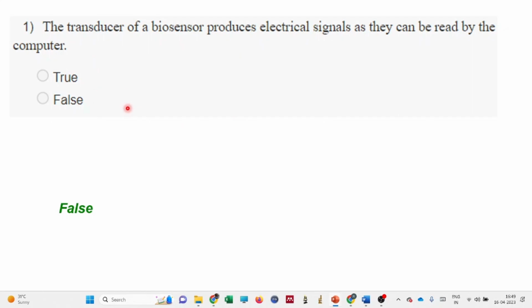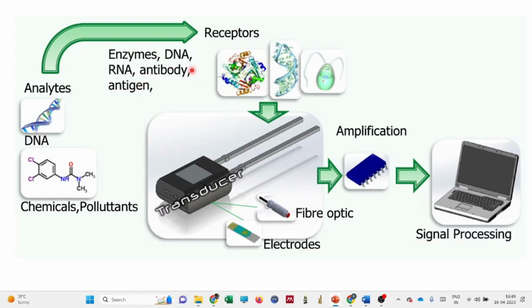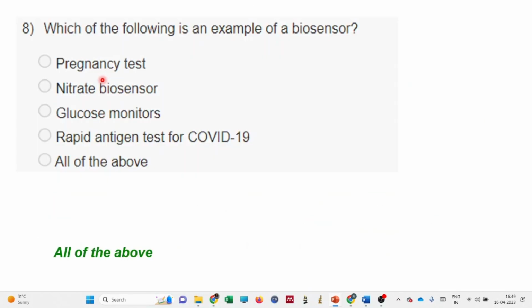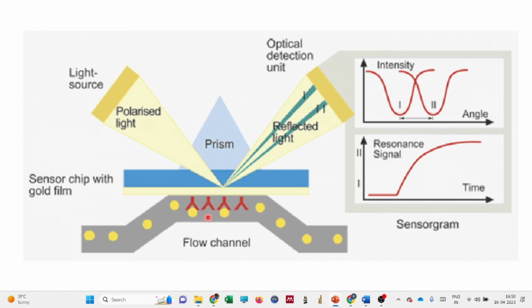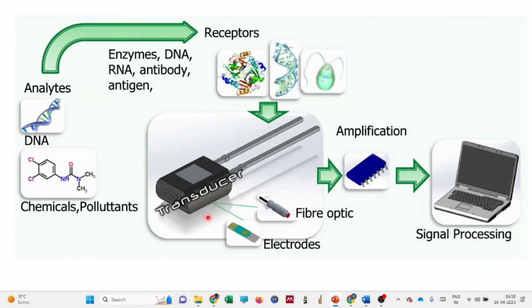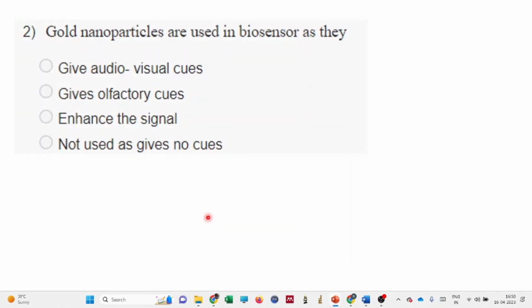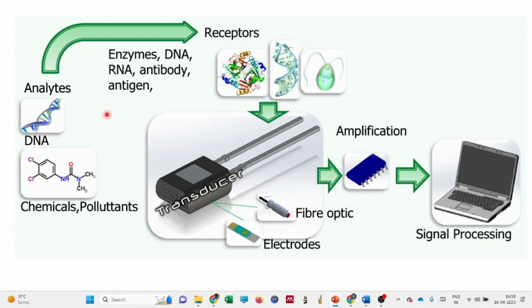It basically converts whatever signal is generated, whatever kind of interaction is happening between the analyte and the bioreceptor, right? Bioreceptor is the right word, I was not remembering it. It converts that interaction to an electrical signal, which is further read by the computer and shown at the display. It does not produce electrical signals on its own. So in that way, that statement is false, but it definitely has a role in generating electrical signals because it's converting the signals from the interaction to the computer, basically showing it up in the computer.